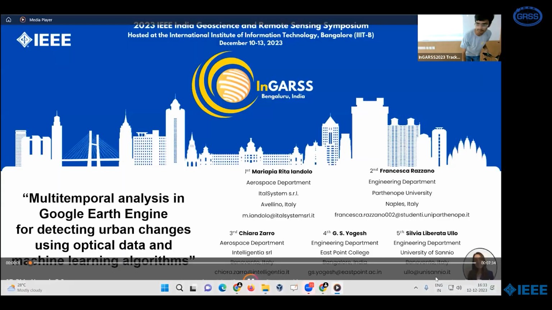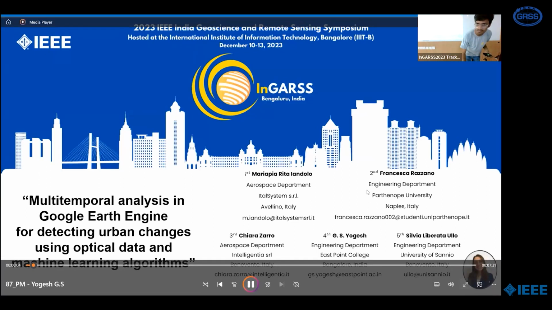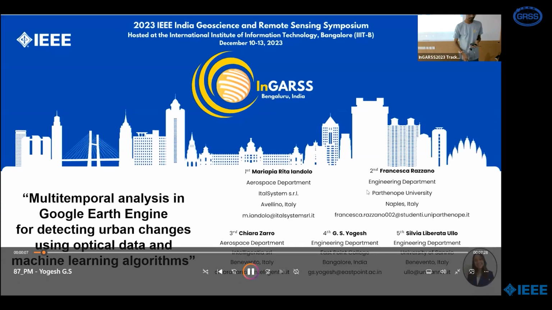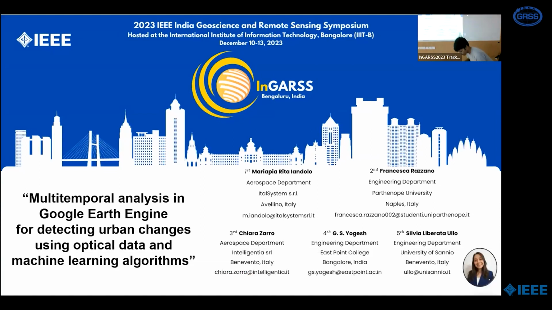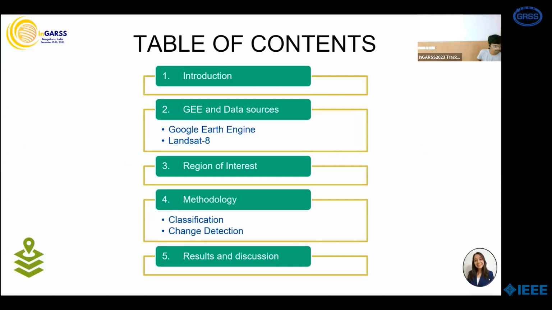Good afternoon, everyone. Today, I'm glad to discuss our paper titled Multitemporal Analysis in Google Earth Engine for Detecting Urban Changes Using Optical Data and Machine Learning Algorithms. In this slide, the authors of the paper are presented along with their respective key information. Let us now turn our attention to the overview of this presentation.